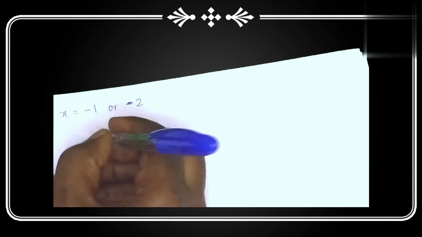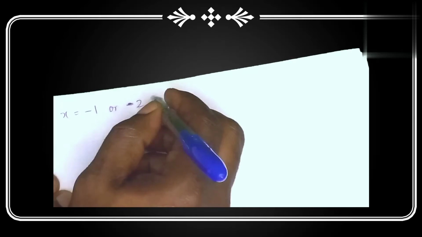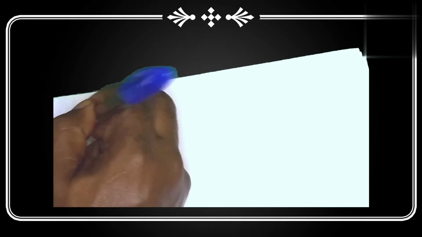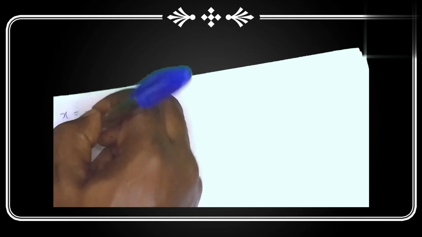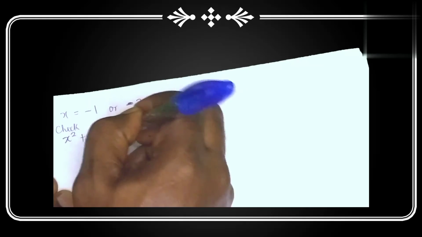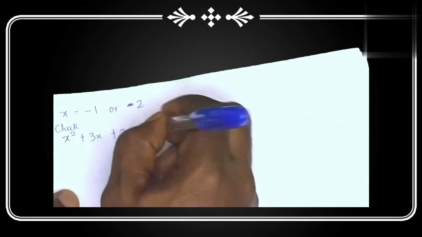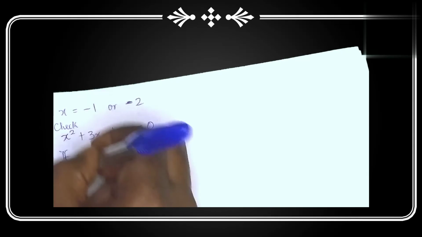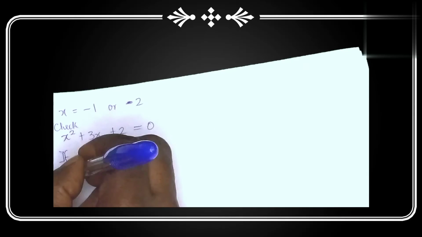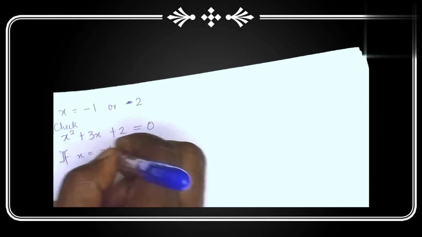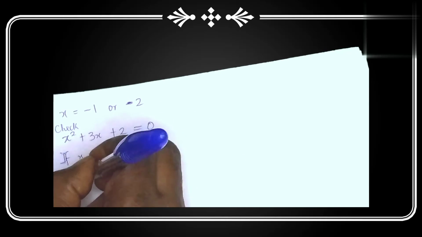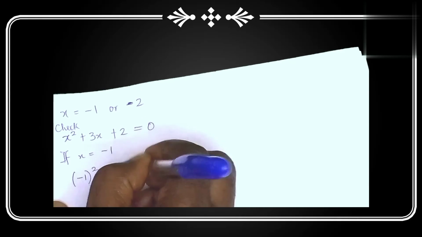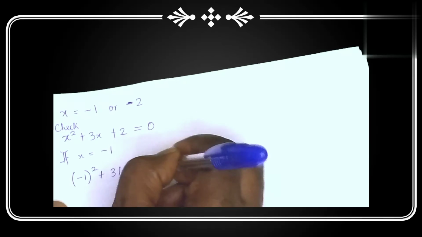At this point, you can decide to check if our answers are true. Go back to the question, x squared plus 3x plus 2 equals 0. If x equals minus 1, then we use minus 1. We substitute for x in the expression. Then we have minus 1 squared plus 3 into minus 1 plus 2 equals 0.